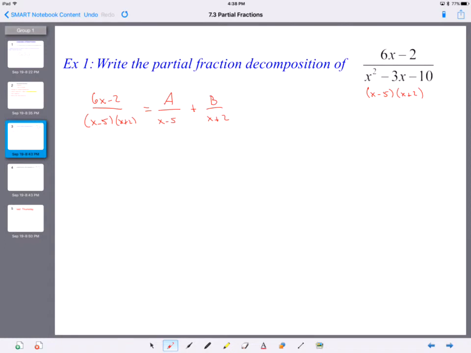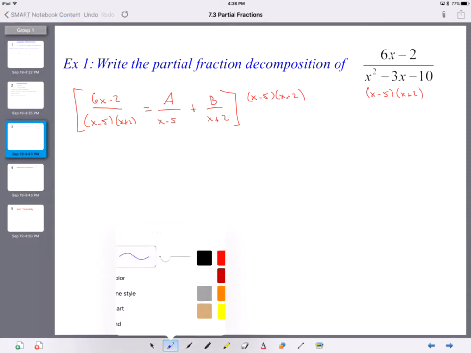The third step is then to multiply by the common denominator. So we want to get rid of all the denominators. We're going to take this entire expression and multiply by the two factors of the denominator, which were x minus 5 and x plus 2. Once again, each part gets multiplied by that. As we multiply, the x minus 5 would cancel with the x minus 5, the x plus 2 would cancel with the x plus 2. So everything would cancel on that first one.